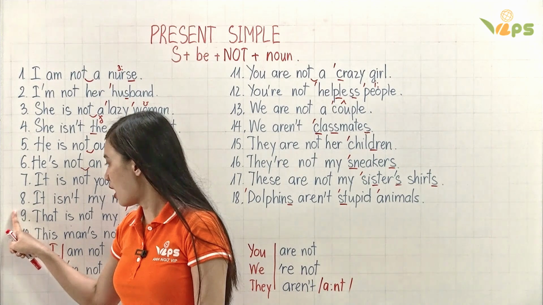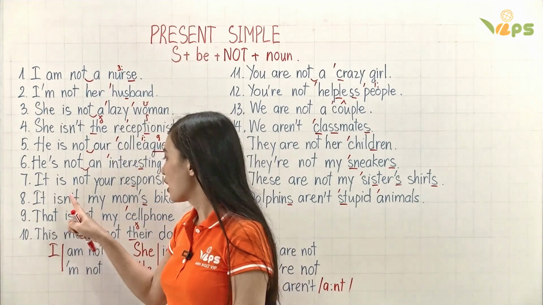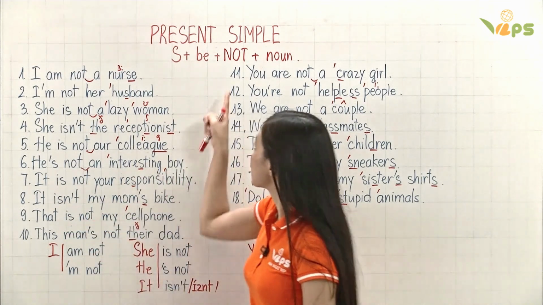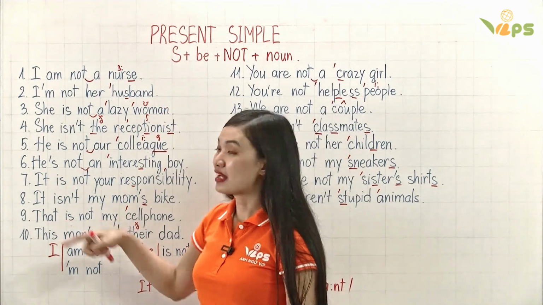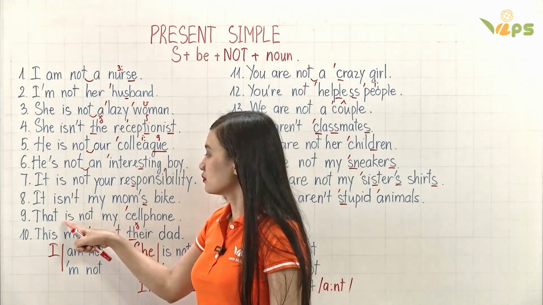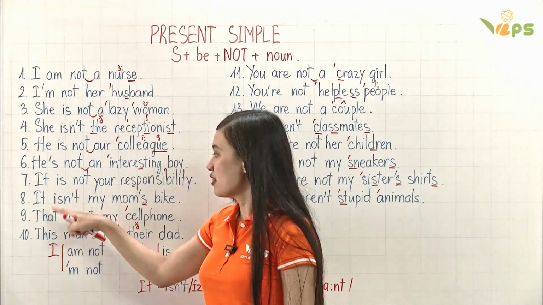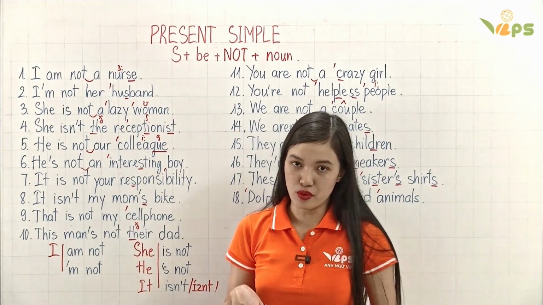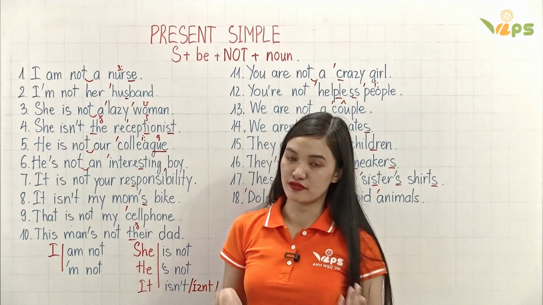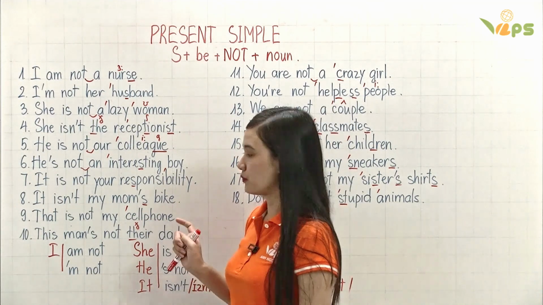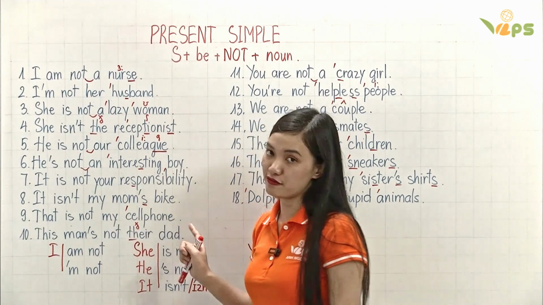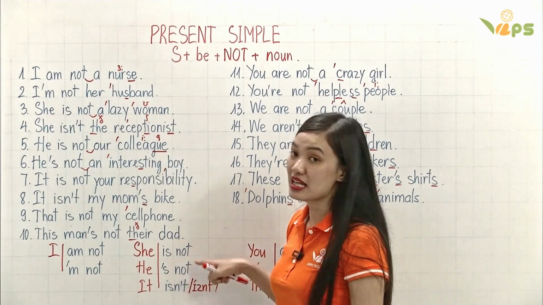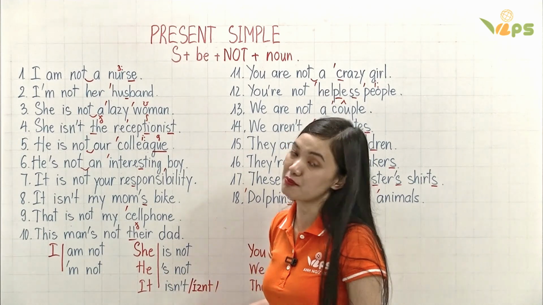Number 9 and 10. That is not my cell phone. That is a subject. That is a singular noun, so that has to go with is. That is not my cell phone. Cell phone, or mobile phone for British English, mobile phone for American English. Cell phone. That is not my cell phone. Or I can say that's not my cell phone, or that isn't my cell phone.